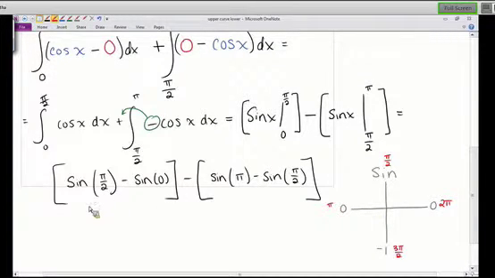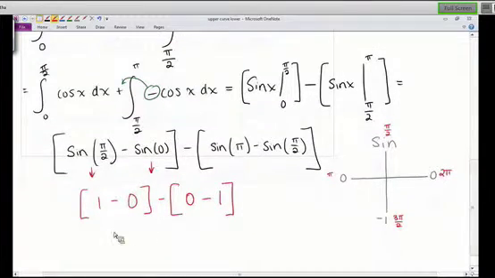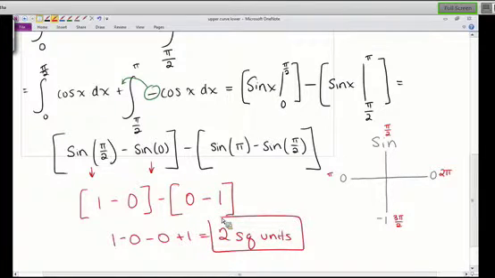So when we evaluate sine of pi over 2, sine of pi over 2 is going to give me 1, minus the sine of 0. Sine of 0 is going to just give me 0, minus sine of pi, which is 0, minus sine of pi over 2, which is 1. Now this is going to give me 1 minus 0 plus 1, which is equal to 2 square units. And that's the answer for 6. So any other questions on 6?